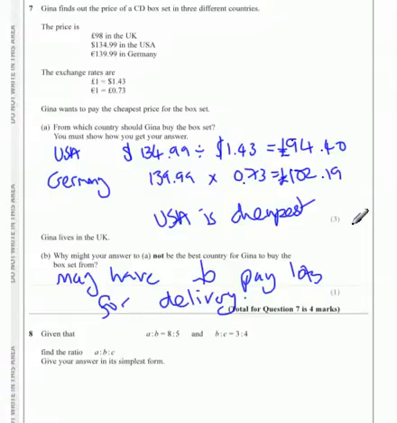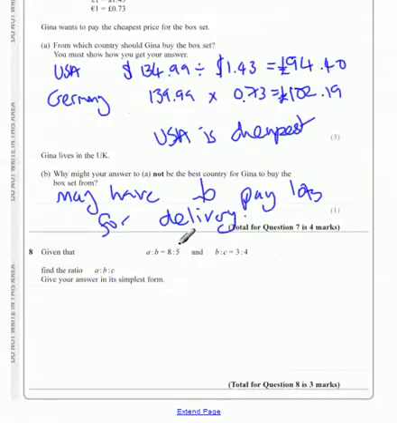Good. Question 8, we've got two different ratios, A to B, B to C, and we want this as the three parts all together in one ratio. So what we need to do is get this B value to be the same in both. So we've got 5 and 3 for each of those. We can see that that goes into 15 for both.